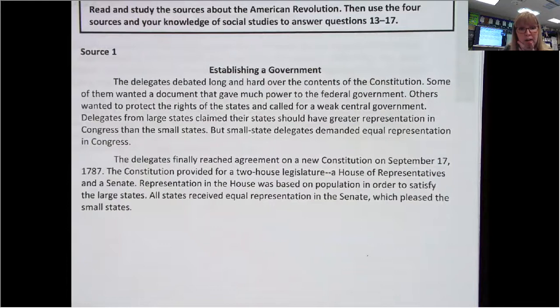The Constitution provided for a two-house legislature, a House of Representatives and a Senate. Representation in the House was based on population in order to satisfy the large states. All states received equal representation in the Senate, which pleased the small states.